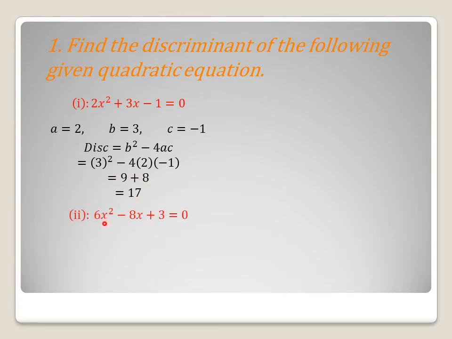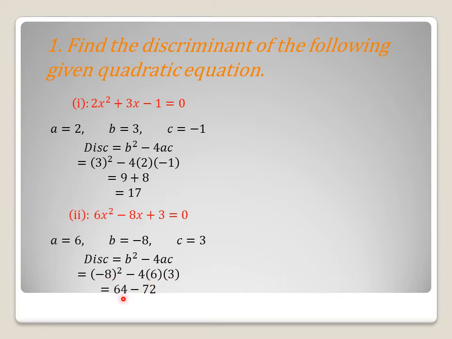The second part is 6x square minus 8x plus 3 equals 0. Again, first of all, we will take the values of a, b and c, then we will apply the discriminant. The value of a is 6, b is minus 8 and c is 3. Applying the discriminant, putting in the values, minus 8 square minus 4 into 6 into 3, we will get 64 minus 72. So the answer of the discriminant is a negative number. In the previous part the answer was a positive number but not a perfect square. Here the answer is a negative number.